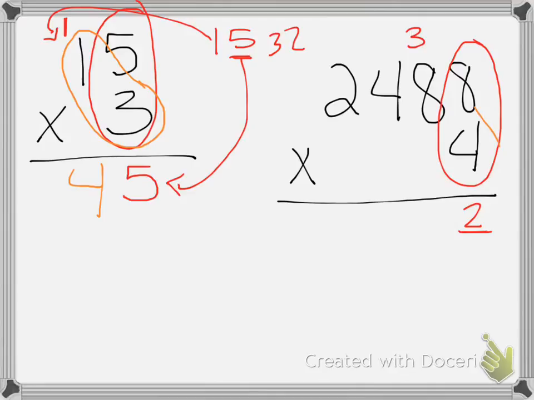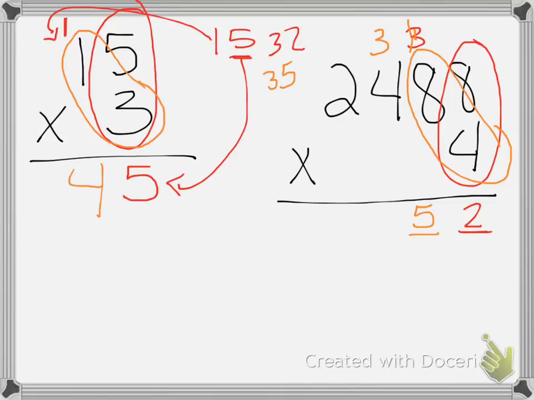Next, I do my 4 times my 10s. So 4 times 8 again is 32. I have to add the 3 at the top: 32, 33, 34, 35. So now I have 35. My 5 goes there because I can only put up to 9. And then I carry my 3 again.